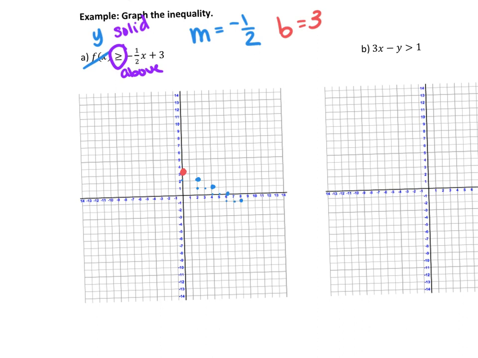And so here's the line that I'm getting. And again, I'm going to go this way as well. Up 1, run by 2. Up 1, run by 2. And I know that this line has to be a solid line. So I'm going to draw this as a solid line. So that's the first part, solid line graphed.